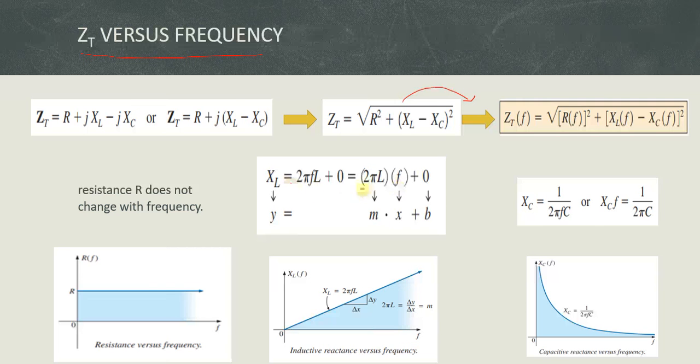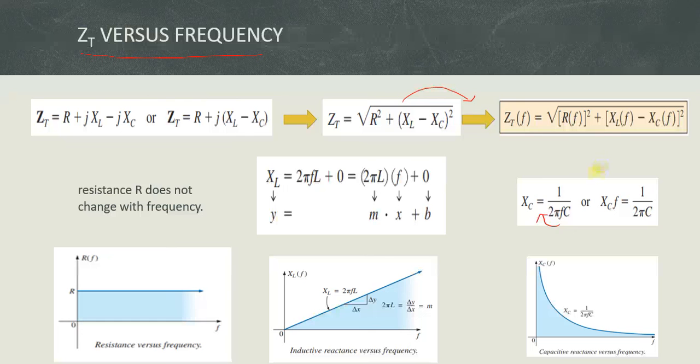So this equation looks like y equal to mx plus c. It is a straight line equation, so this equation is replaced by a graph like this. It is a straight line equation graph. And similarly, this Xc is replaced by 1 by 2 pi fC. Just cross multiply the frequency to the LHS side, so that Xc times f is equal to 1 by 2 pi C.